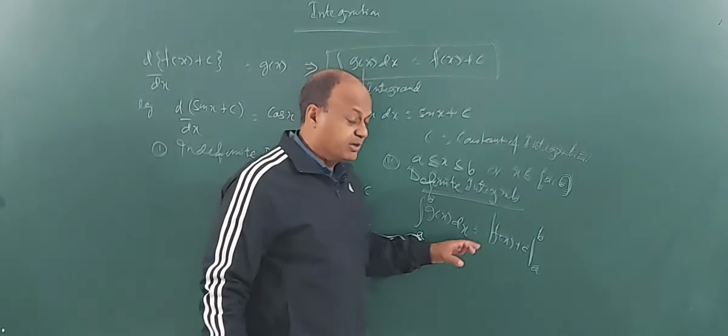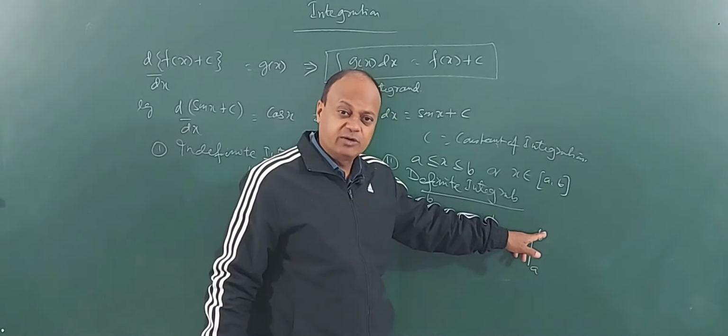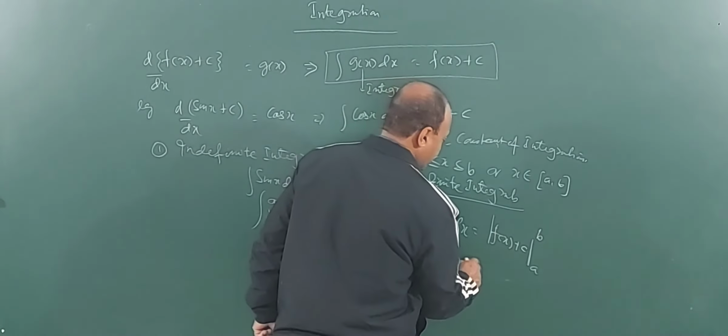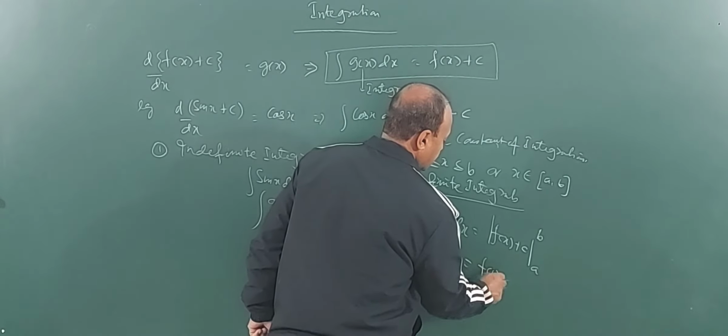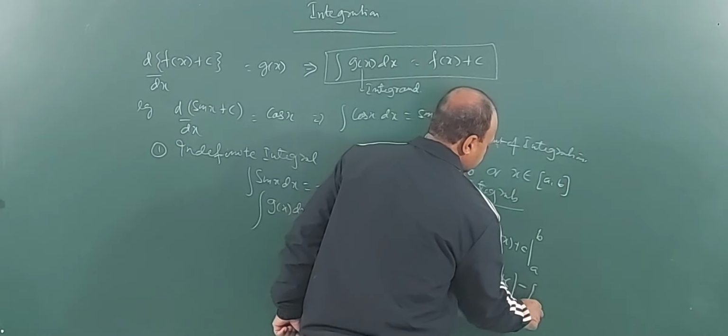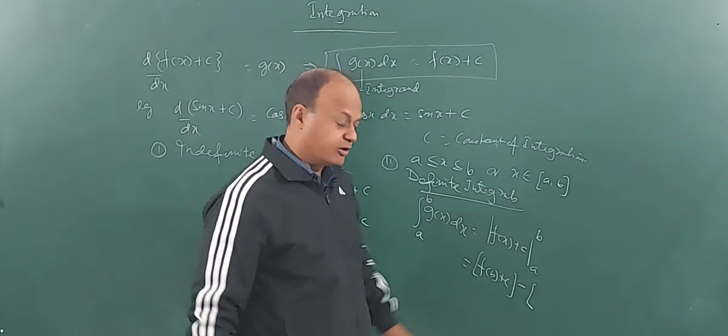Now what I'll do is, how will I evaluate? I'll first put the upper value. So if I put the upper value, what do I get? f(b) plus c, and then I'll put a minus sign, and then I'll put the lower value of x. If I put the lower value of x, what do I get?